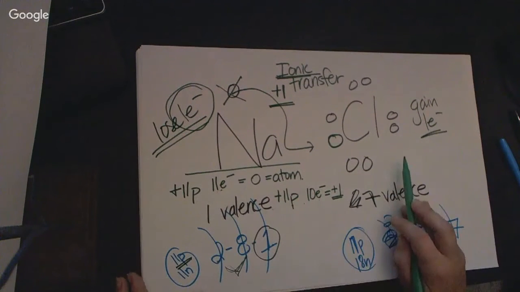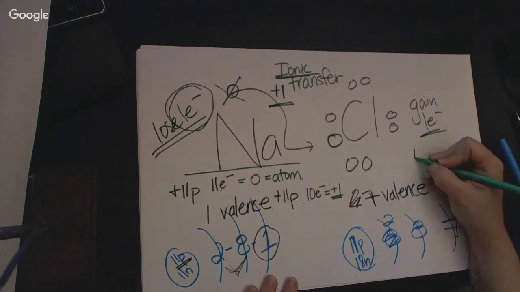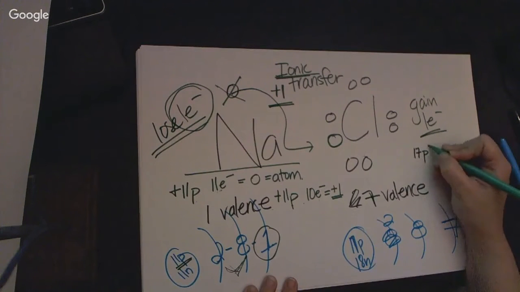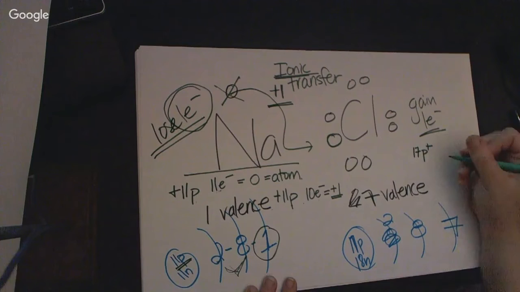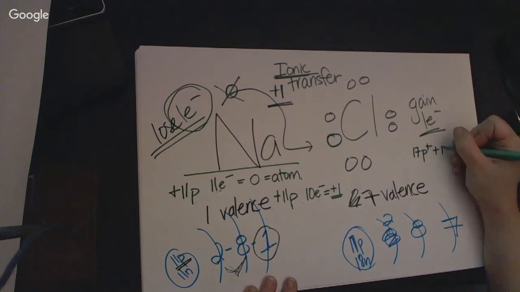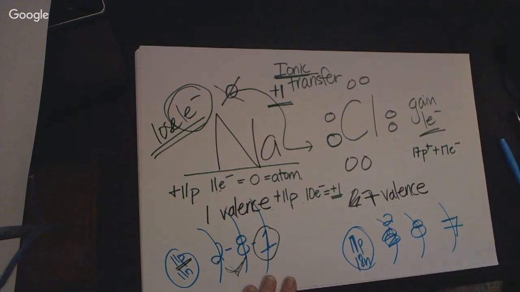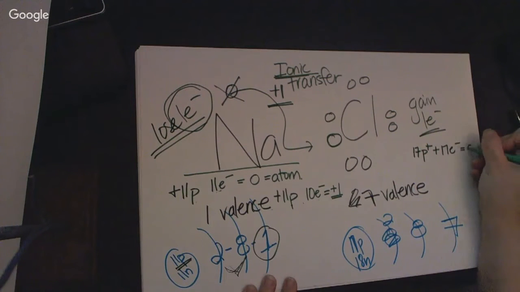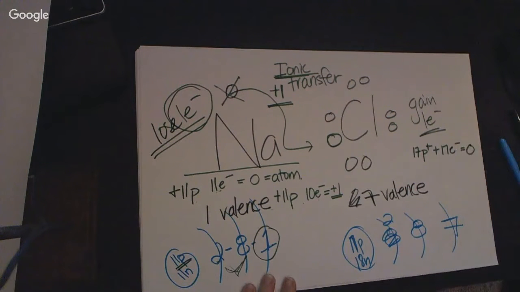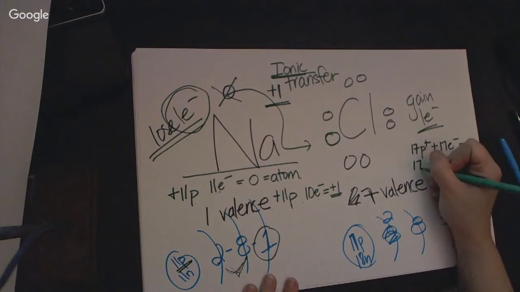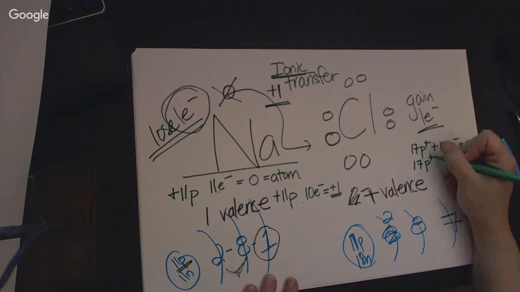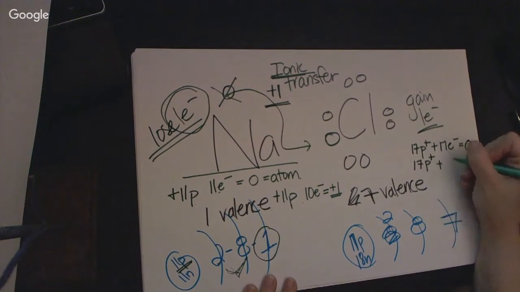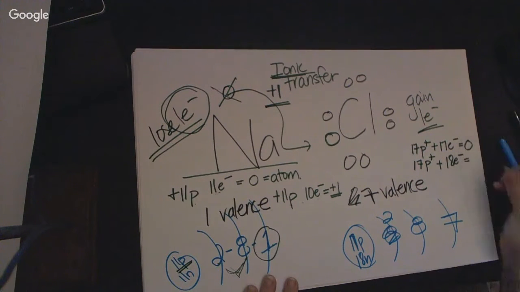On this side, over here, chlorine started off with 17 positive protons in his nucleus, her nucleus. In the beginning, she had 17 electrons total in her shells, which means she was an atom because her charge overall was 0. Once this ionic transfer has happened, you still have 17 positive protons in the nucleus, but now you have 18 negatives. And if you combine 17 positives and 18 negatives, you end up with -1.